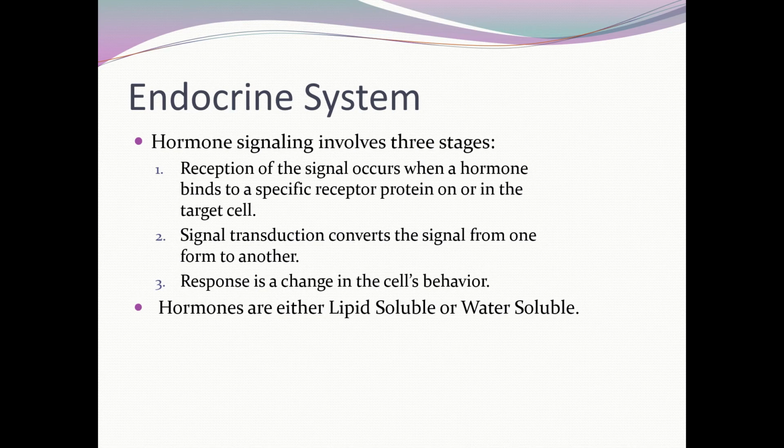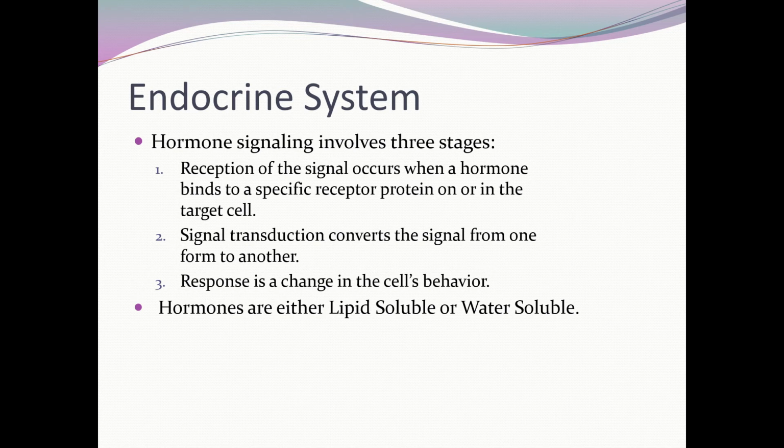Hormone signaling involves 3 stages. Stage 1, the reception of the signal, occurs when a hormone binds to a specific receptor protein on or in the target cell. Stage 2, signal transduction converts the signal from one form to another. And then stage 3, response, is a change in the cell's behavior.